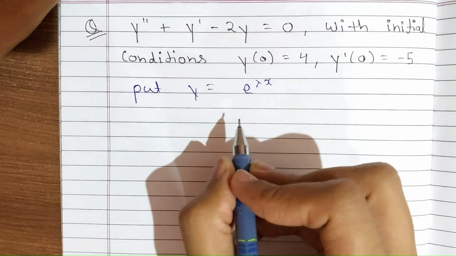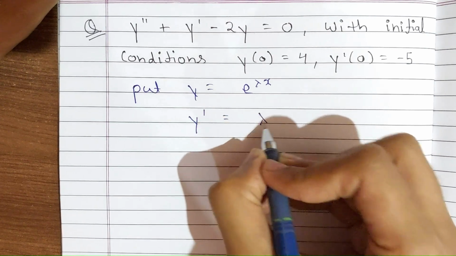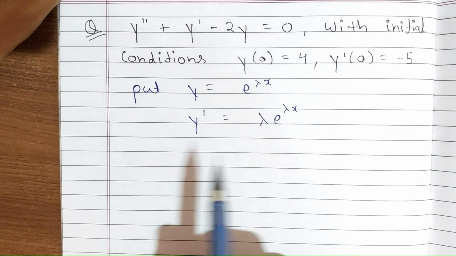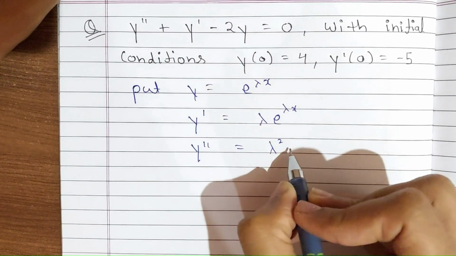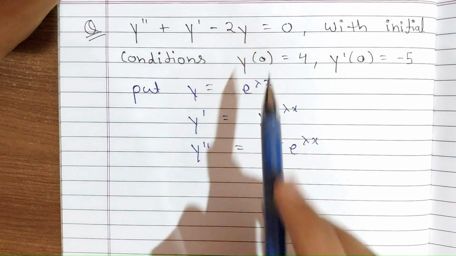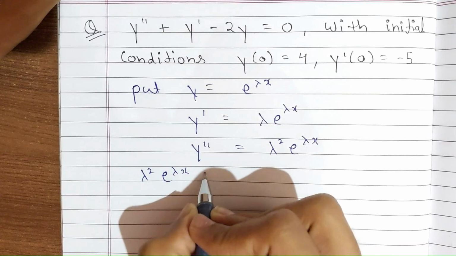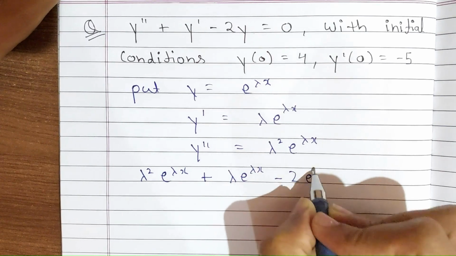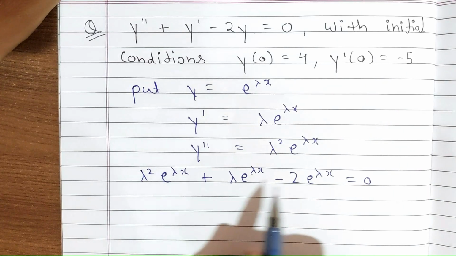Differentiate both sides with respect to x. Now again differentiate both sides with respect to x. Now put these values in this equation. Now take e to power lambda x common.